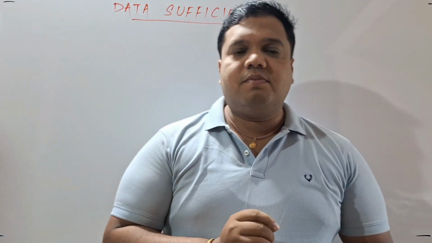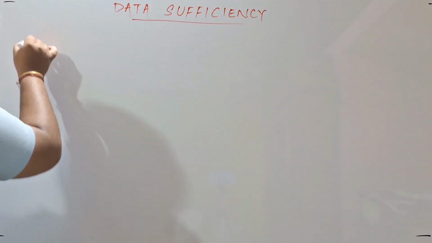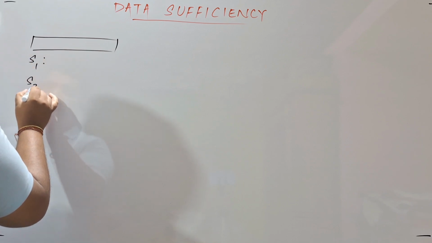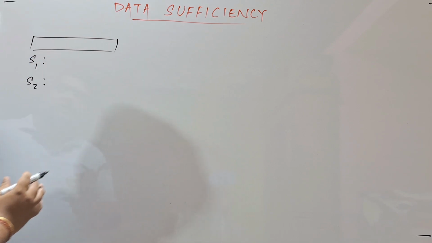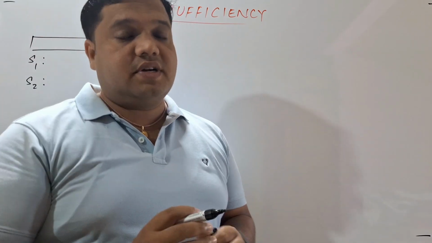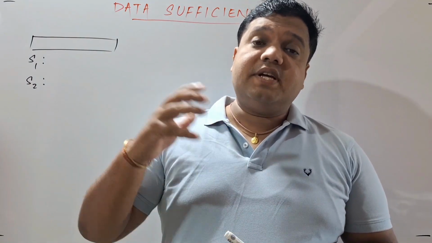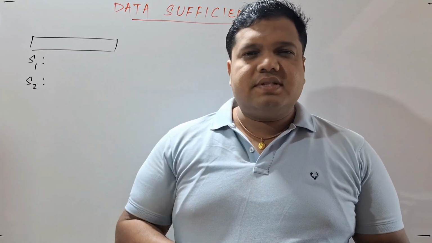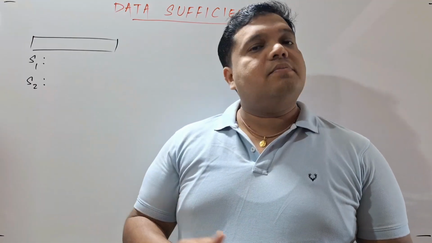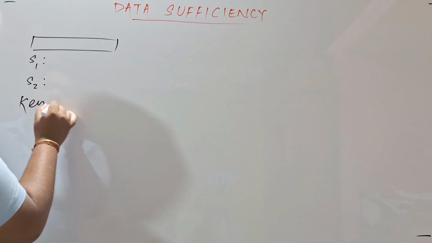Each data sufficiency problem consists of a question followed by two statements. Look here. Let's say a question is there and two statements are given, S1 and S2. So how to handle it? We have to evaluate each statement, using whatever data is given, and decide whether the given data is sufficient to answer the question or not. In DS problems, 5 options are given, and based on that we have to solve. So first, we will discuss the key point.